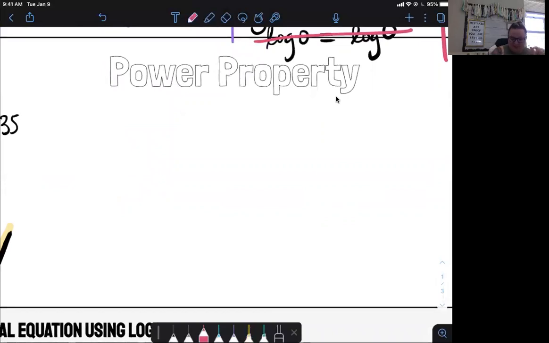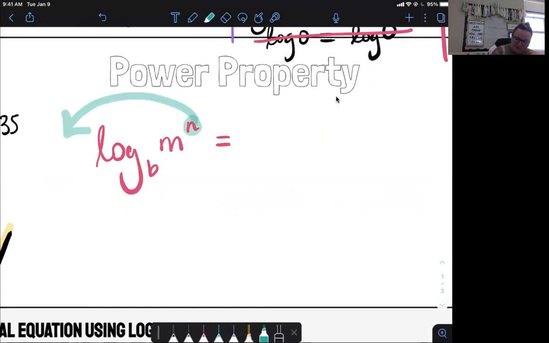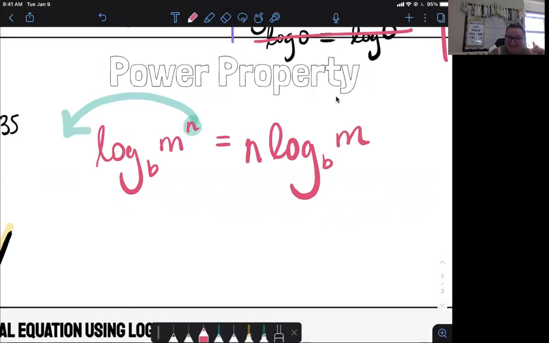So the power property is going to end up helping us solve some of these equations as we move forward. Remember, the power property says that if you have a log base b of m to the nth power, you can take that exponent and bring it out in front of the log and multiply it by the log. So you get n times the log base b of m.